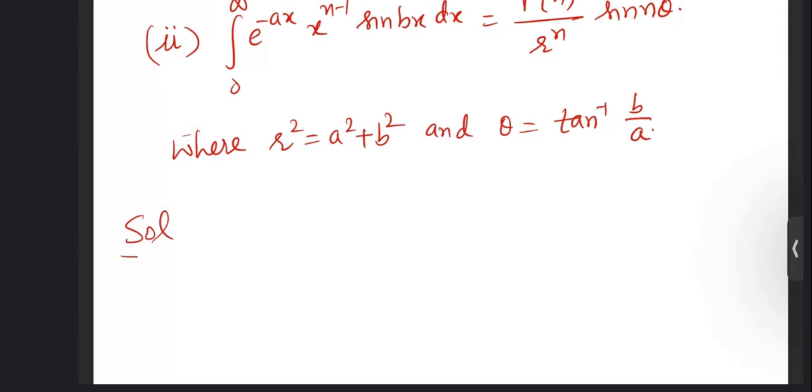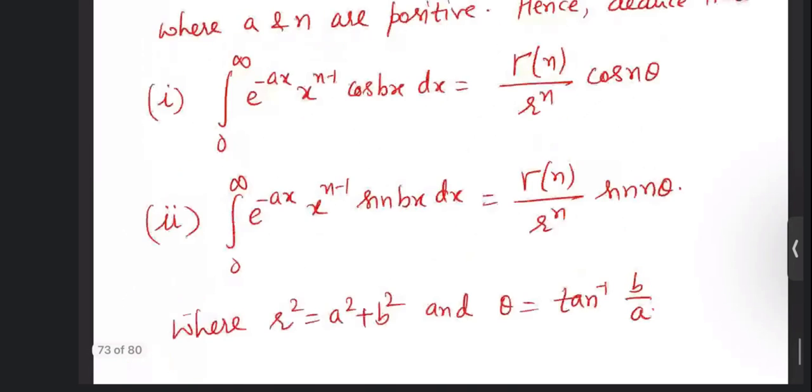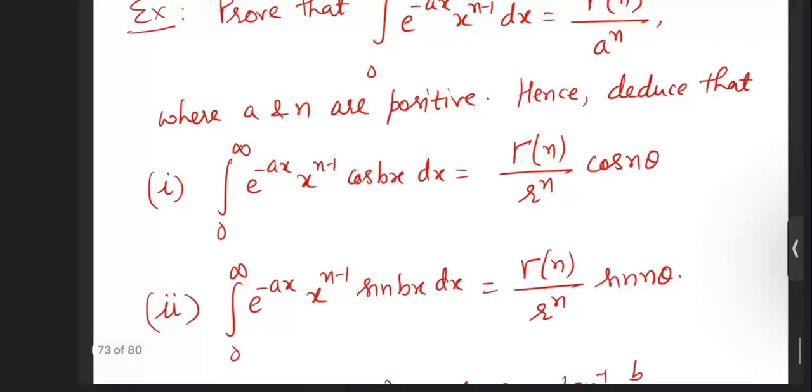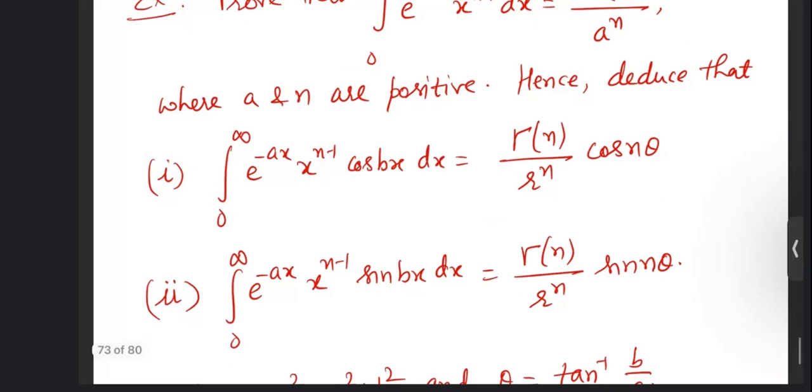Let us consider the solution for this. Let us consider the solution of the first part, which is to be proved. This we have to prove; first we will prove this, then using it we have to deduce these two. We have to deduce both of these, but before that we have to prove this. First we take the proof of this. For proving this one, let us consider the particular value.